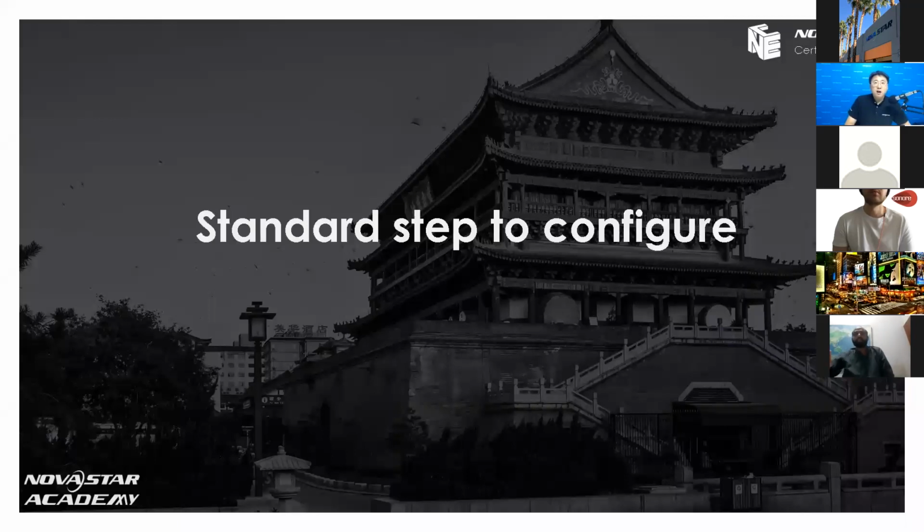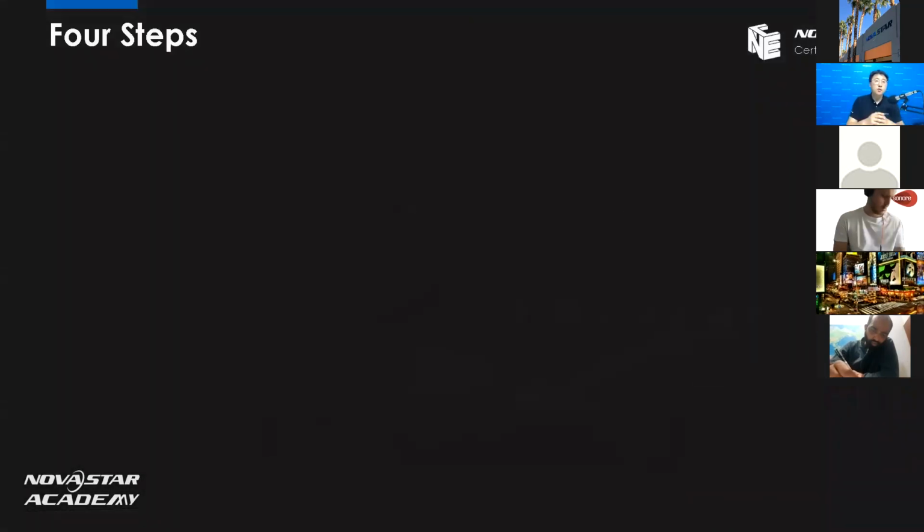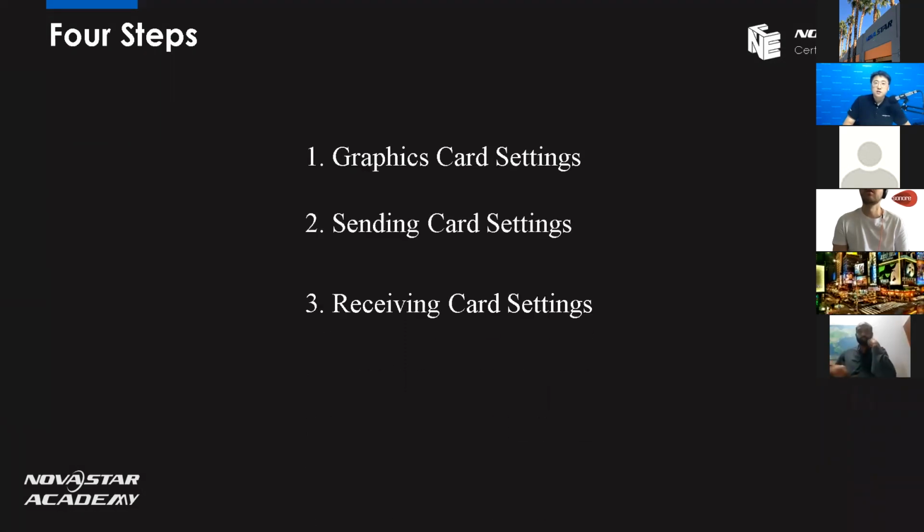Okay, after confirming all the devices are online and the firmware versions are correct, we can start the subsequent settings. This is the basic step to configure an LED screen and make sure pixel by pixel display. It usually consists of 4 steps: graphic card settings, sending card settings, receiving card settings, and the last step is screen connection.